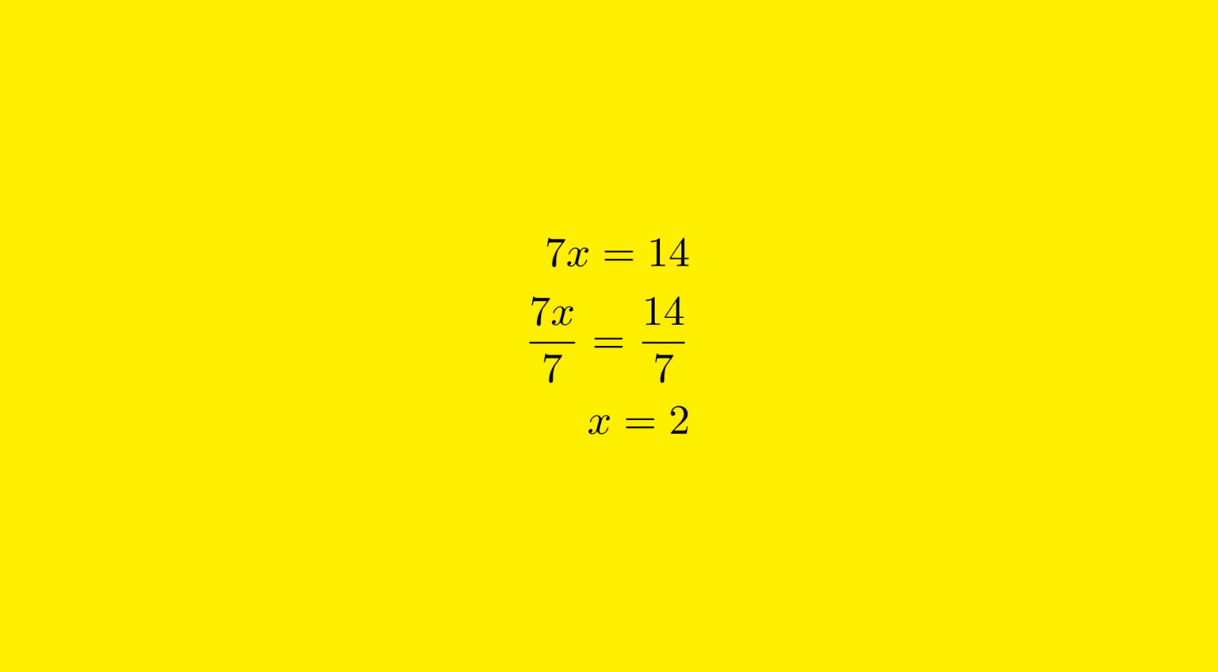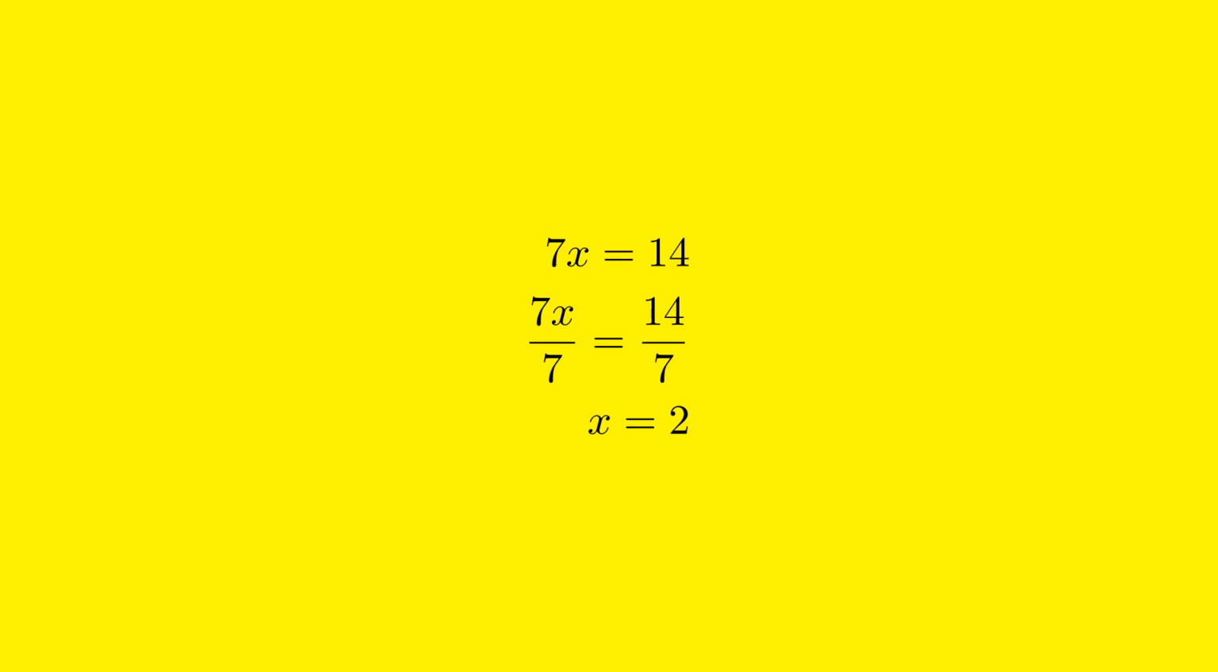Now that we have the simplified equation 7x equals 14, we need to solve for the variable x. In this step, we need to isolate x by getting rid of the coefficient 7. A coefficient is the number that is multiplied by the variable x. Since 7 is multiplied by x, we do the opposite operation, which is division, to cancel out the 7. By dividing both sides of the equation by 7, we ensure that the equation remains balanced.